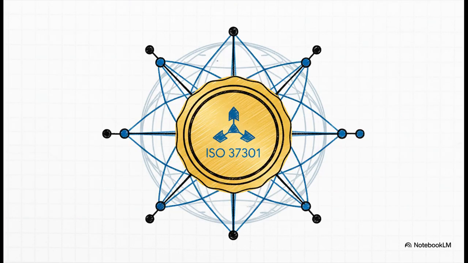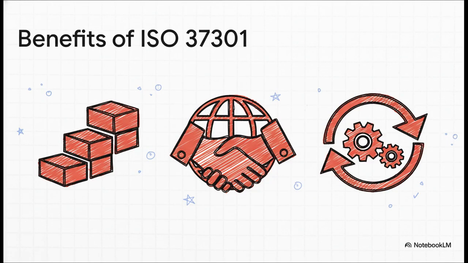Now, the really good news is, you don't have to invent this from scratch. A fantastic way to structure your whole implementation is to align it with an established international standard. The gold standard here is ISO 37301. Just think of it as a globally recognized framework, a proven roadmap designed by experts for building an effective compliance management system.